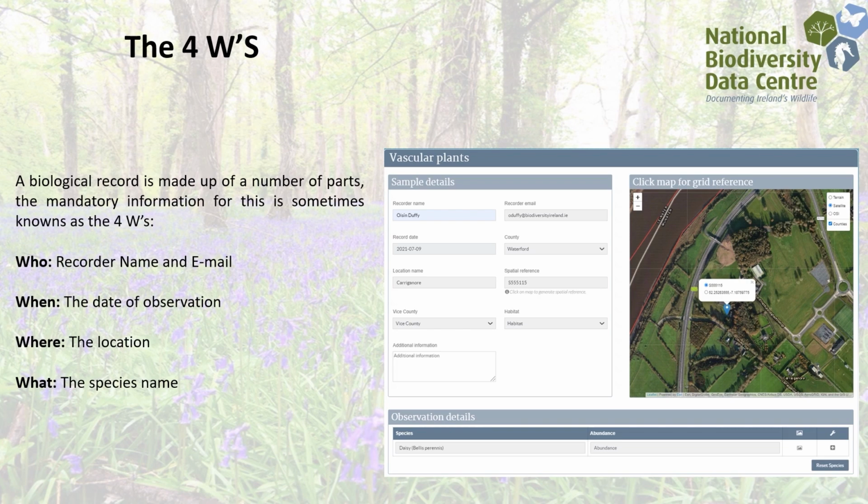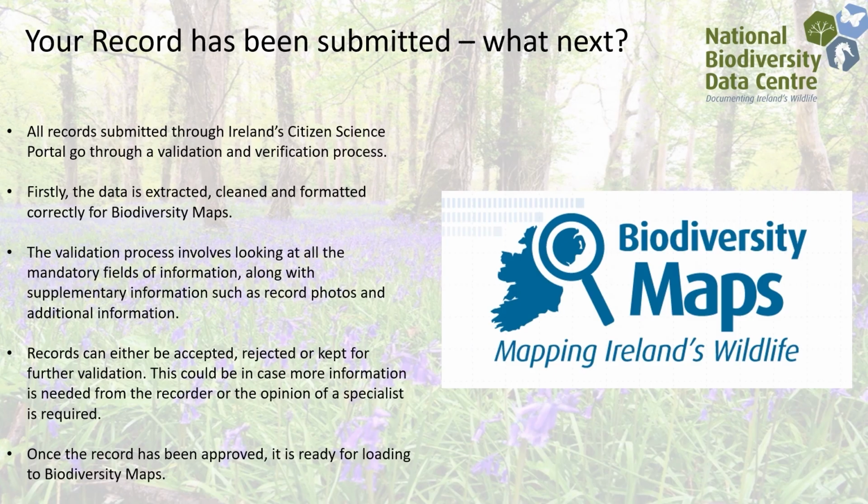So as I mentioned, the Citizen Science Portal is the unvalidated database, and Biodiversity Maps is the validated database. The validation process itself is all manual, really. All the records get checked individually. We look at all the mandatory fields of information. There's some supplementary information on some of the recording forms, which can be quite useful. Record photos are really useful to confirm whether someone is seeing the species they're actually looking at. Additional information or species descriptions can be really useful as well.